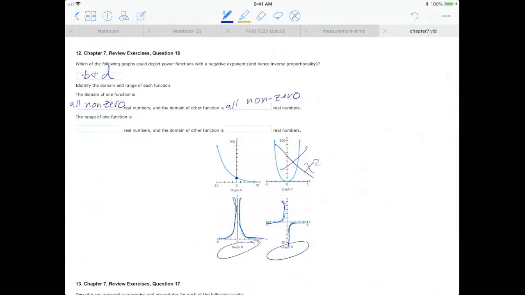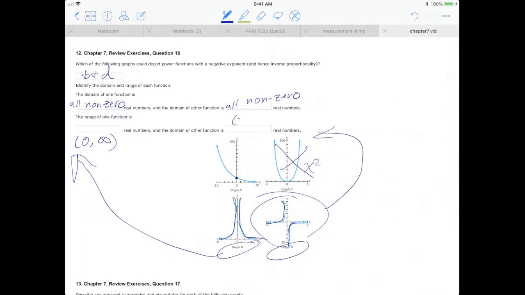What is the range? Well, this one, let's see here. We'll do it for B first. This will be for B. Well, I don't get negative numbers, and I get pretty darn close to 0. So I'd write this as 0 to infinity, round brackets on both sides. And what about this one?